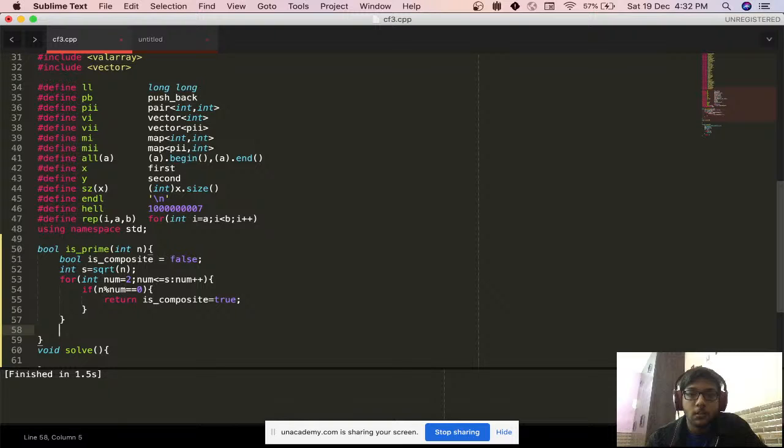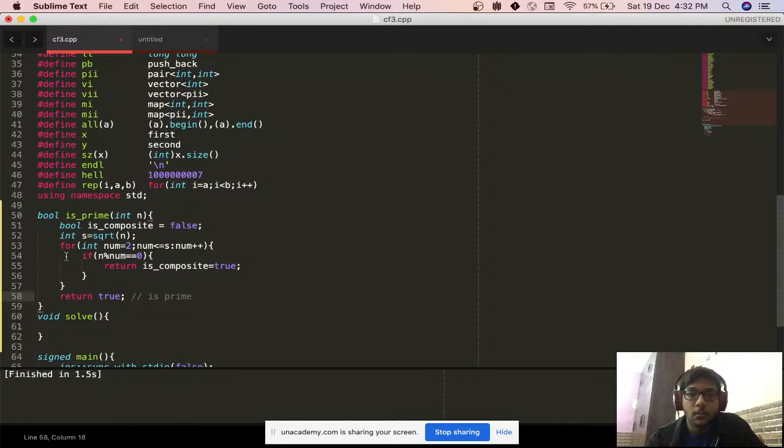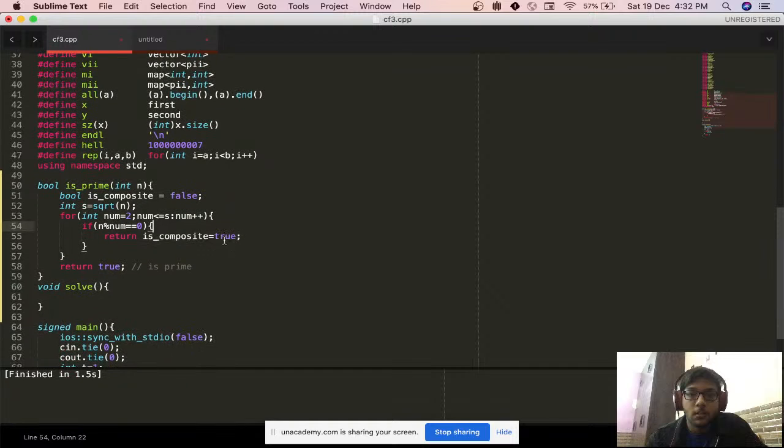So we can simply return true, that it is a prime. Yeah, that is all. These are the main two lines of code that check whether such a number exists or not. If we found a number, at that instant we can say it's a composite number. So this checks for prime.